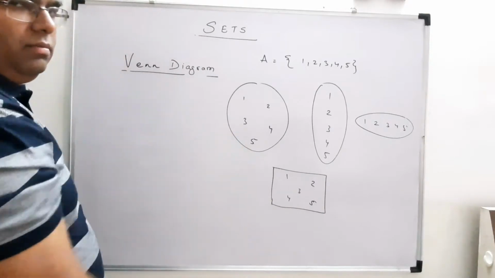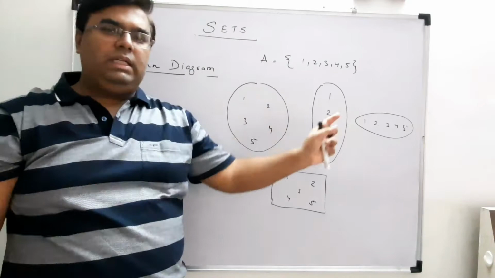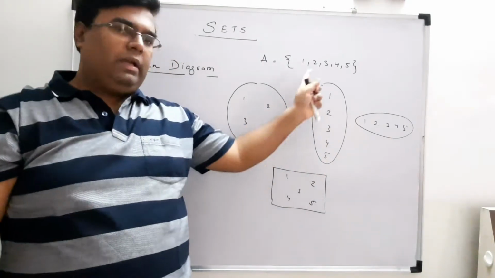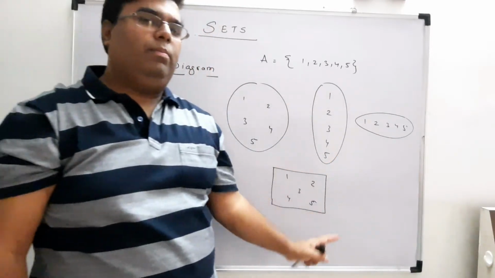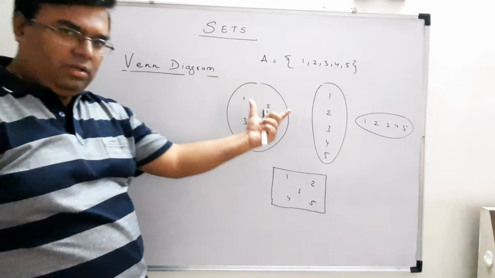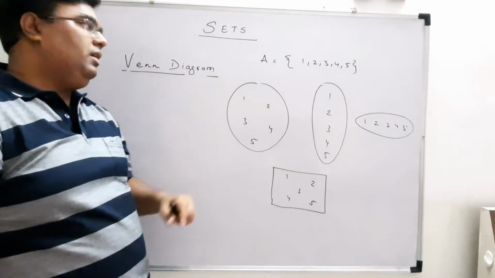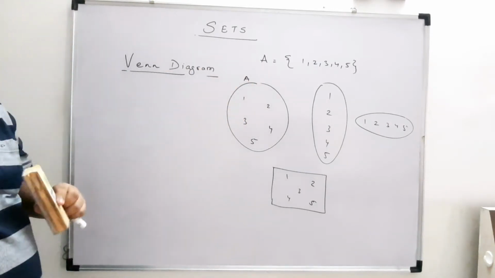Randomly. So you can choose any one of these shapes, the circle, vertical oval, horizontal oval, or a rectangular block. This type of representation is known as a Venn diagram. Just put the name here. This is my set A.